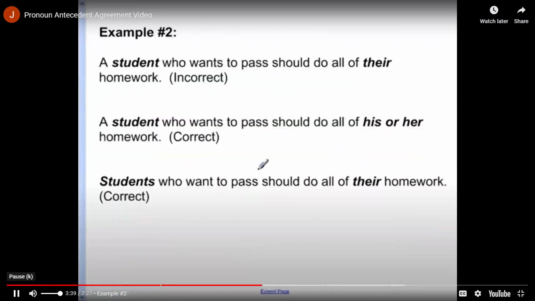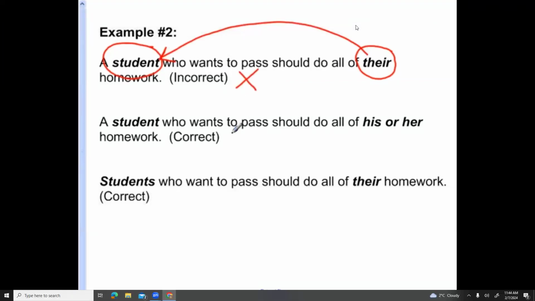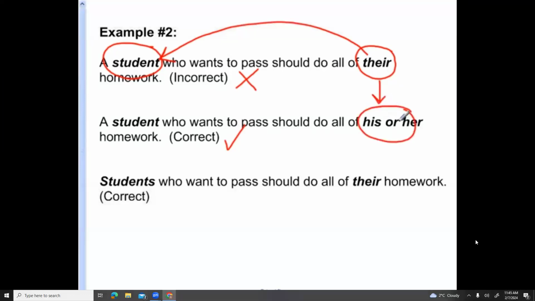All right, a few more examples because we've got a little bit more time. Example number 2. A student who wants to pass should do all of their homework. Here, there is a pronoun, and it's plural. Student is its antecedent. Their is referring back to student, and student is singular. Therefore, they don't match. Again, to fix this sentence: a student who wants to pass should do all of his or her homework. Instead of their, we're going to say his or her. His or her is considered singular, and so is its antecedent student.